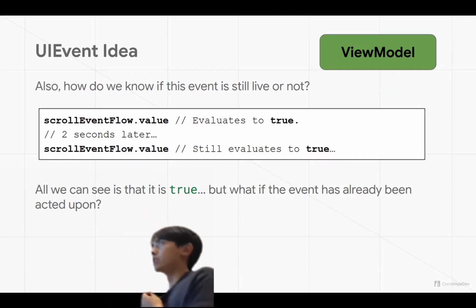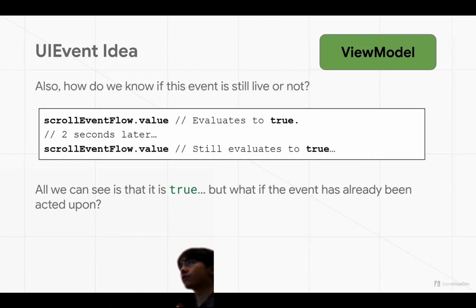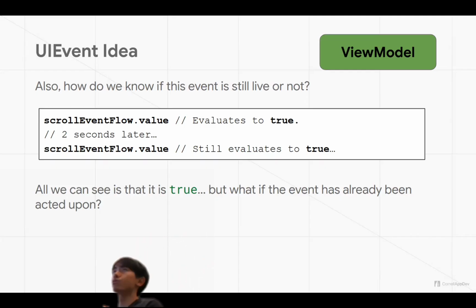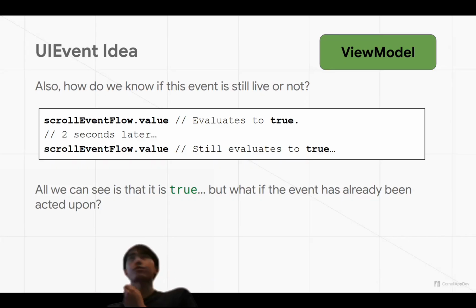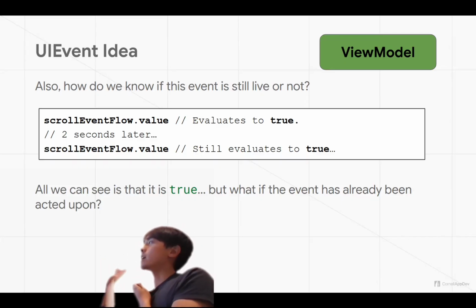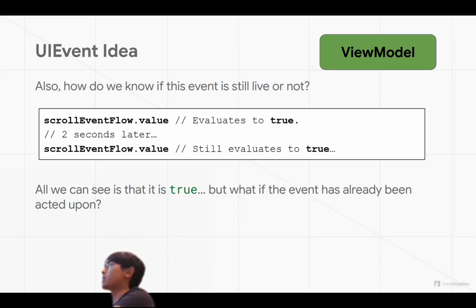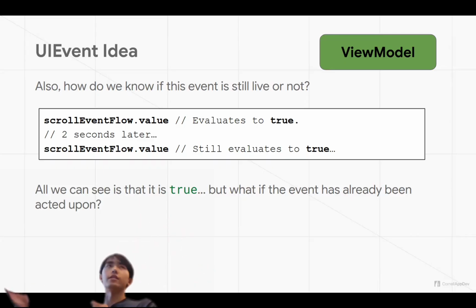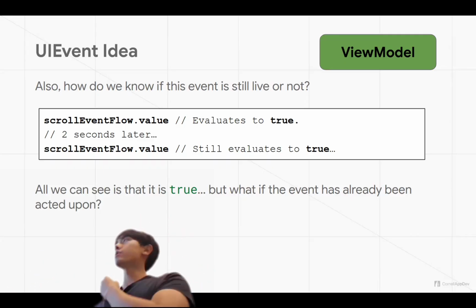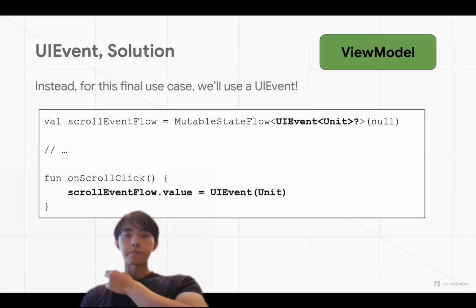Another thing is, how does the screen theoretically know if this true is still actually important? For example, if we read the true and use it later on, and then the screen recomposes and it's still true, how does the screen know whether it should take that true as still true, or whether it's a stale true? Is it not useful anymore? What if the event was already used in a previous recomposition and the screen refreshes, should I still use it?